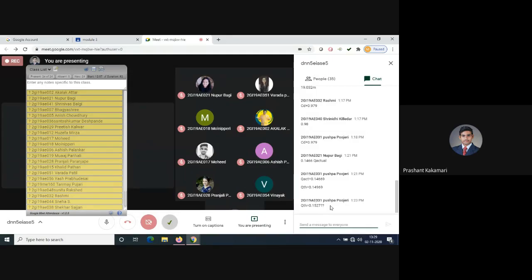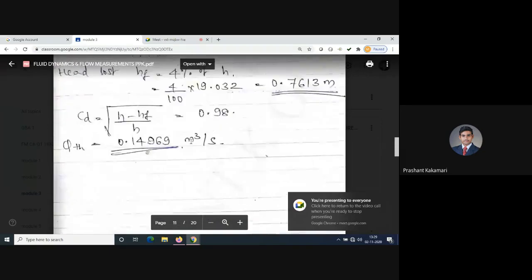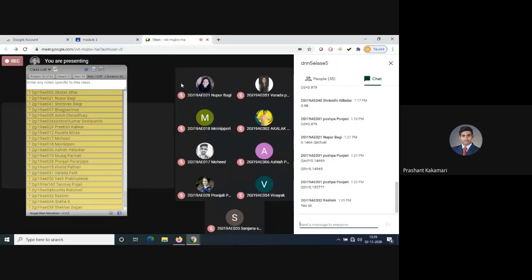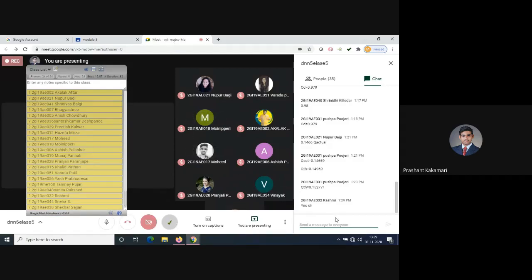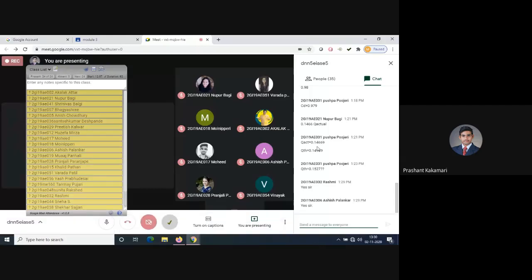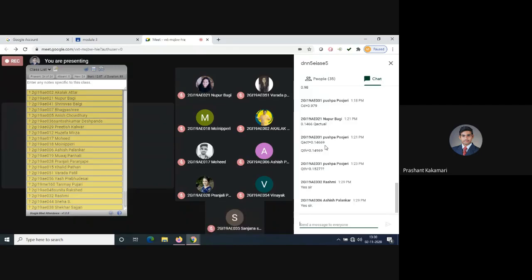What happened? Pushpa Pujari, Q theoretical is 0.1527. Any others are getting the same answer 0.1527? 0.1527 is a little bit higher. Okay, Q theoretical you are getting 0.1527. All of you are getting the same. Q theoretical. Q actual is correct, 0.14669. Q actual, how much are you getting?